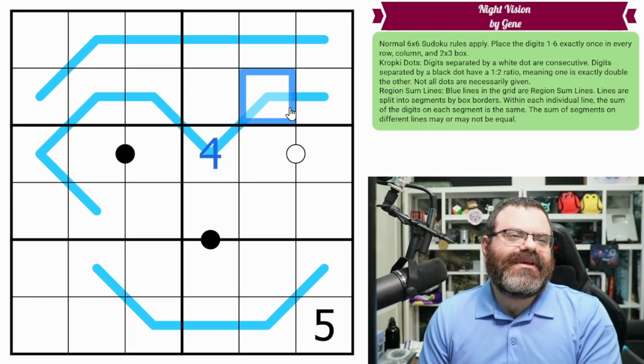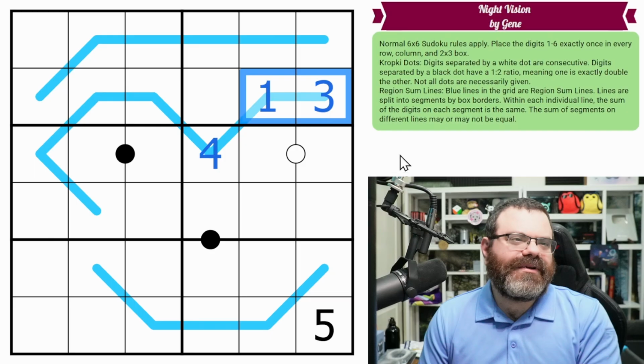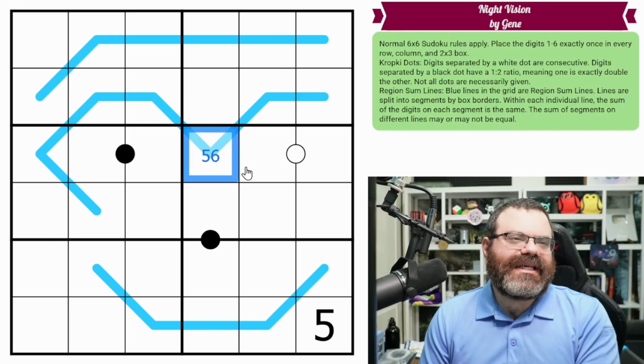4 has the same issue. We'd have to be 1 plus 3, and then we'd have to have another 1, 3 over here. So the only options are 5 and 6. 5, we can do 1, 4 with 2, 3. 6, we can do 1, 5 with 2, 4.